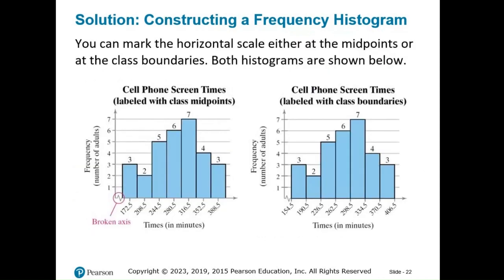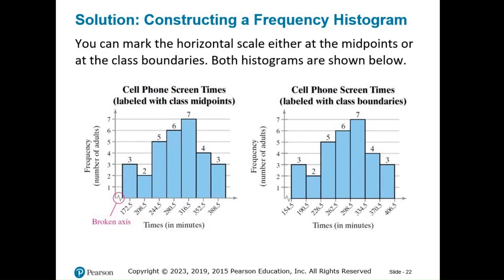You can either mark the midpoint of each class in the middle of your rectangles as shown on the left, or you can mark them as the left boundary of your intervals, where the left end of the rectangles touch those boundaries as seen on the graph on the right. They both show the exact same data, just represented slightly differently. The vertical axis is, of course, the frequency.